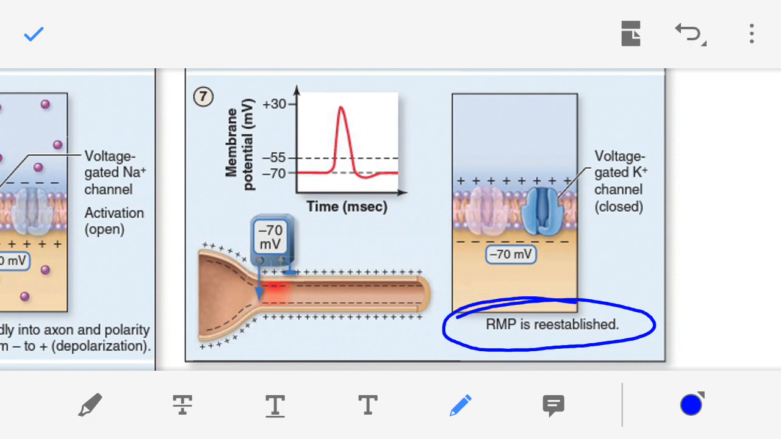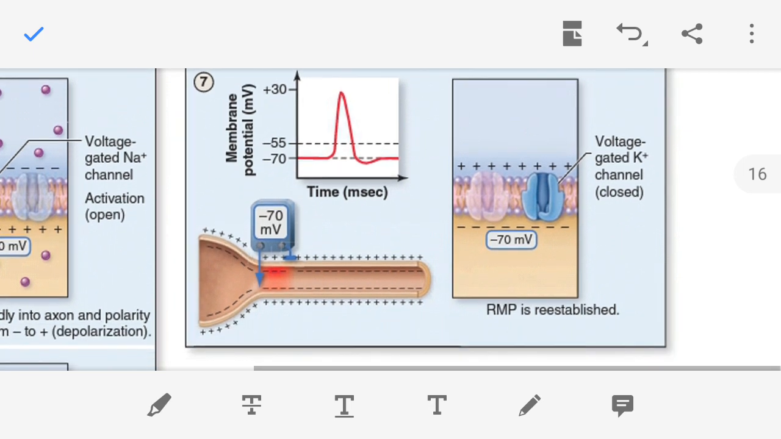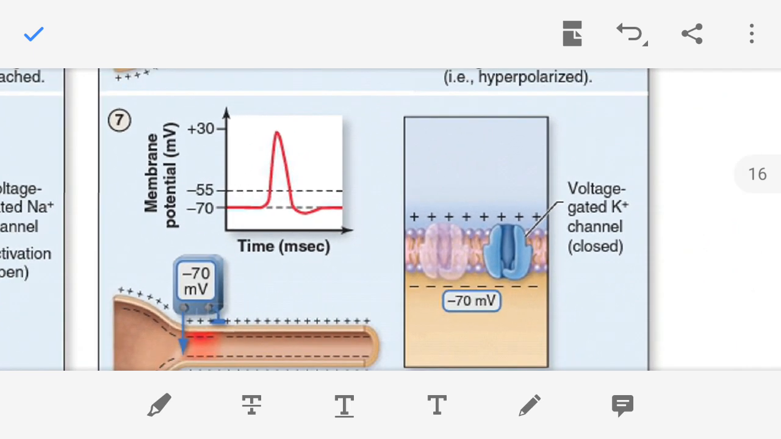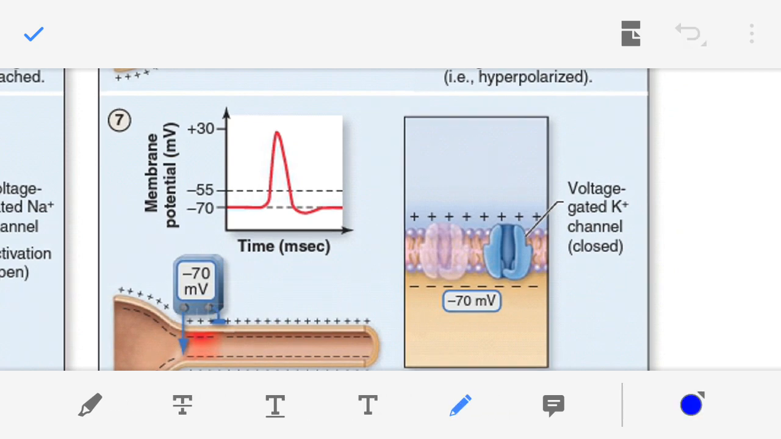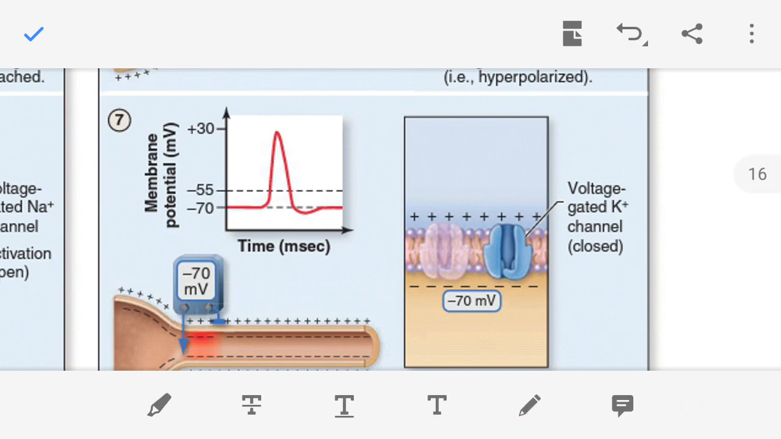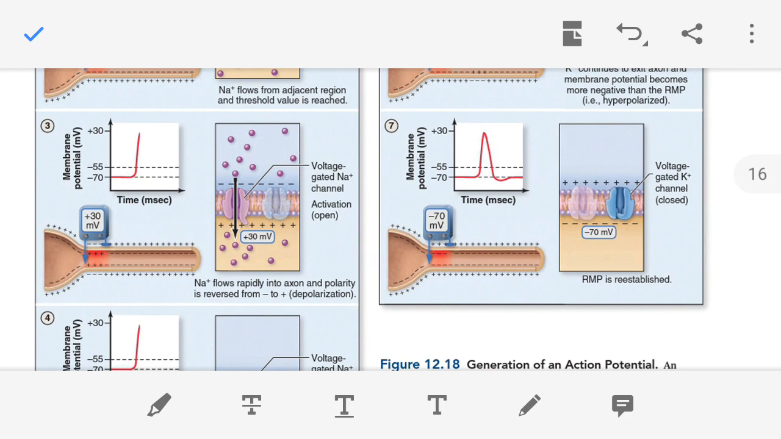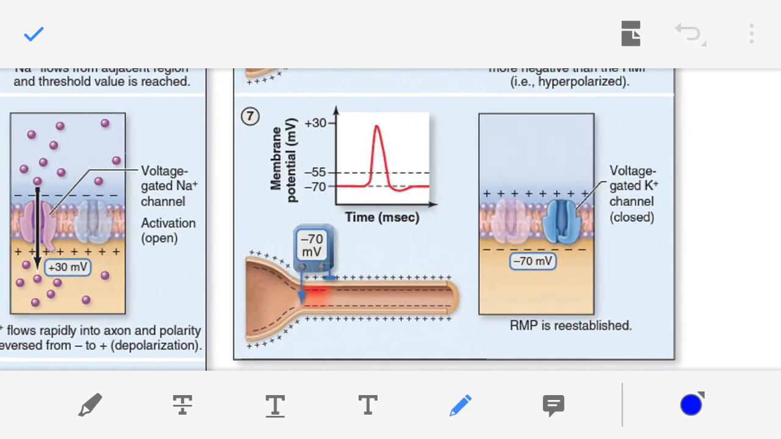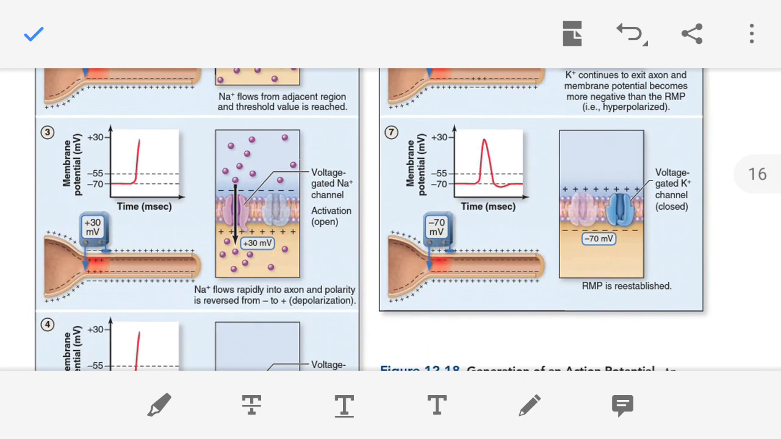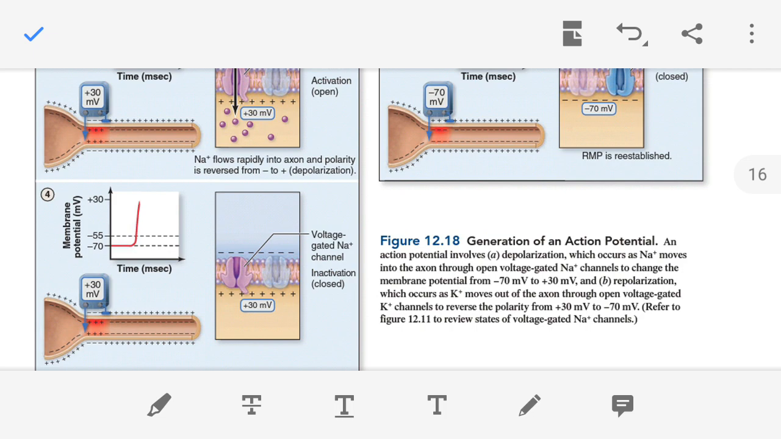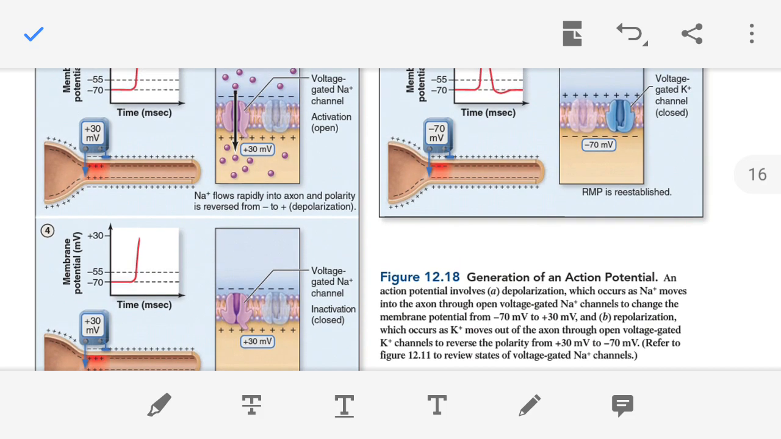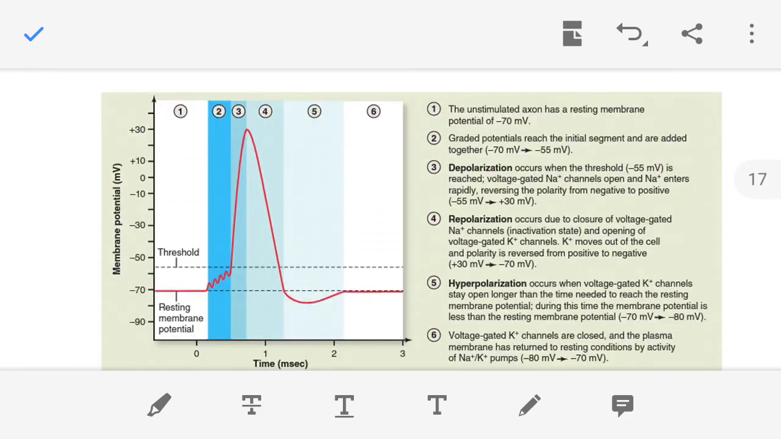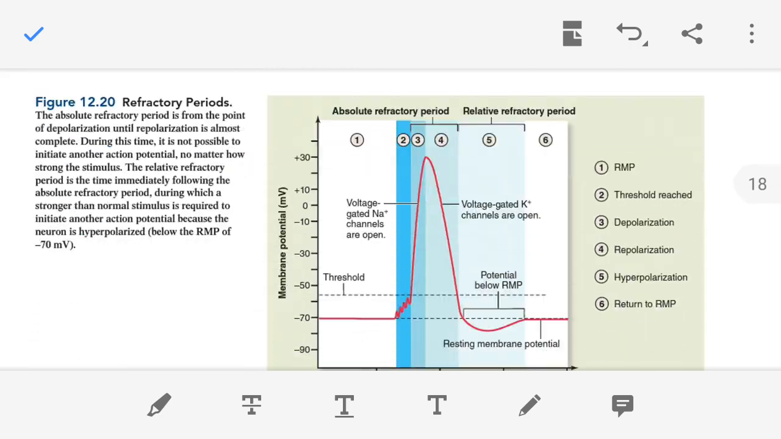Now after hyperpolarization, the resting membrane potential is re-established. So once during repolarization the value has reached the level of minus 90, how is this minus 70 membrane potential maintained once again? That is the question. How is the RMP, the resting membrane potential, re-established? Which are the events? Once again, let's try to understand this with another figure.